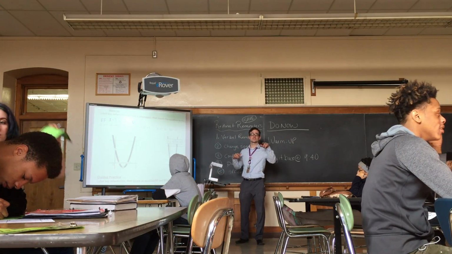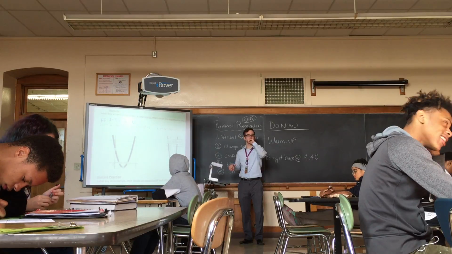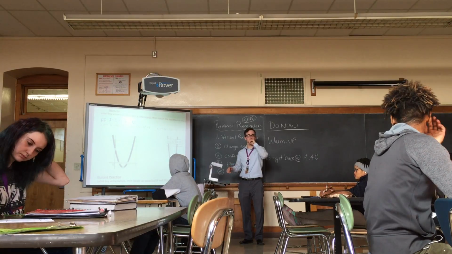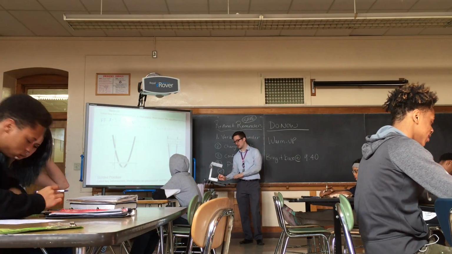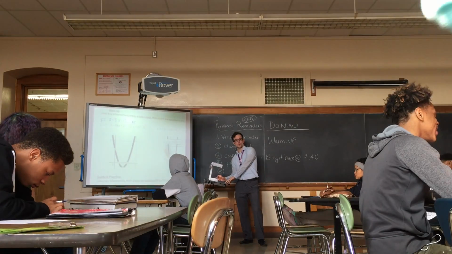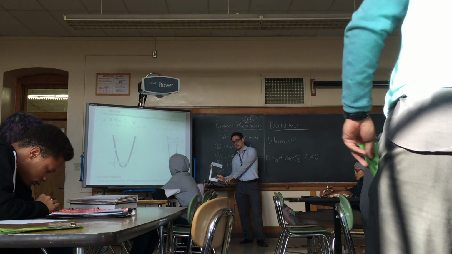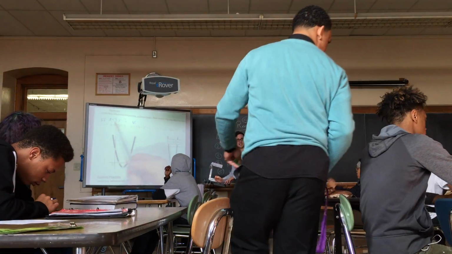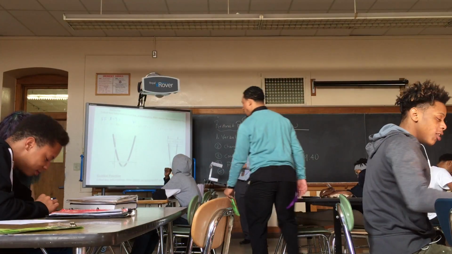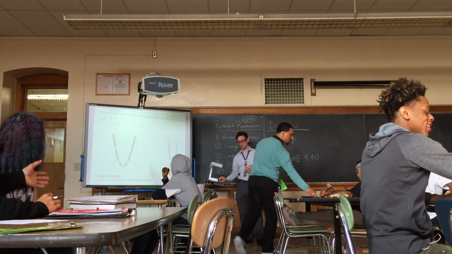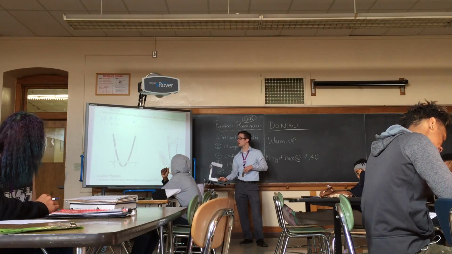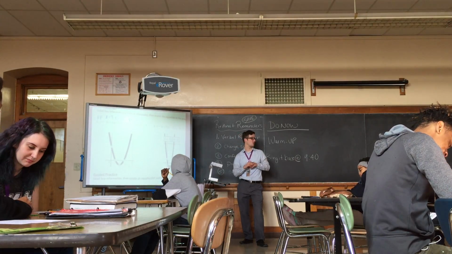DeQuell, let's look at these two graphs at the top. Which one of those has x-intercepts at positive 8 and negative 2? The first one? Well, is it the first graph or the second graph? Second graph.